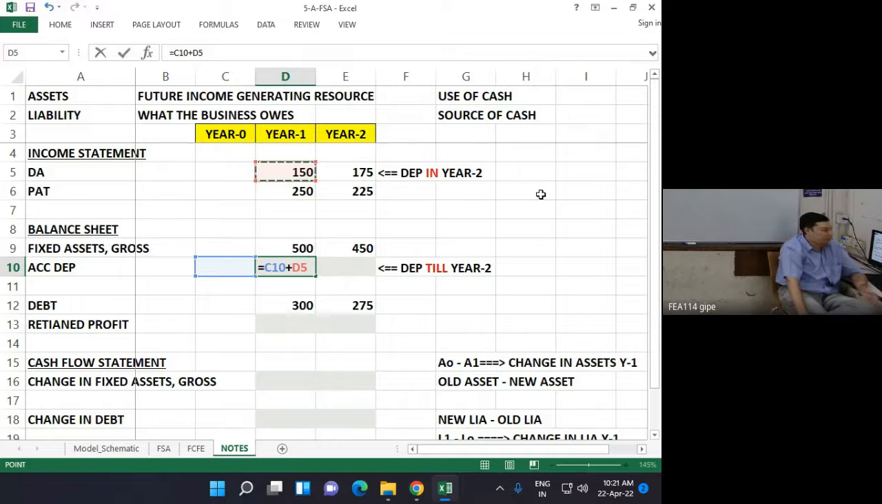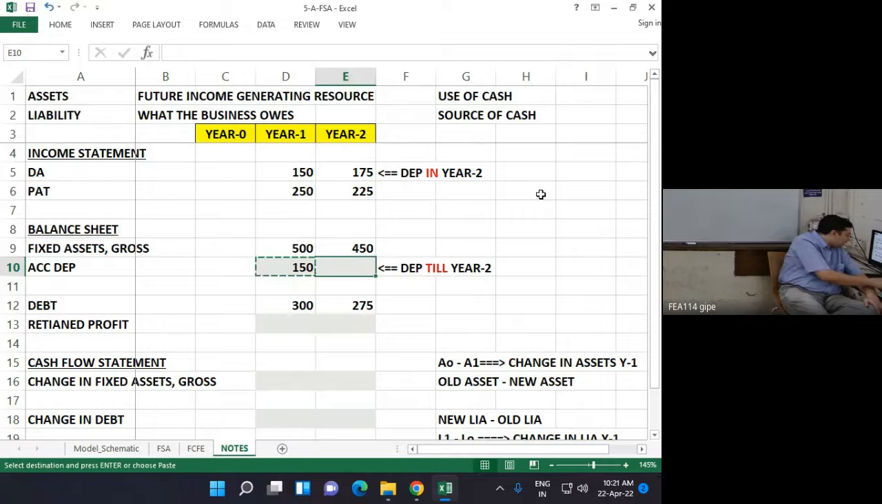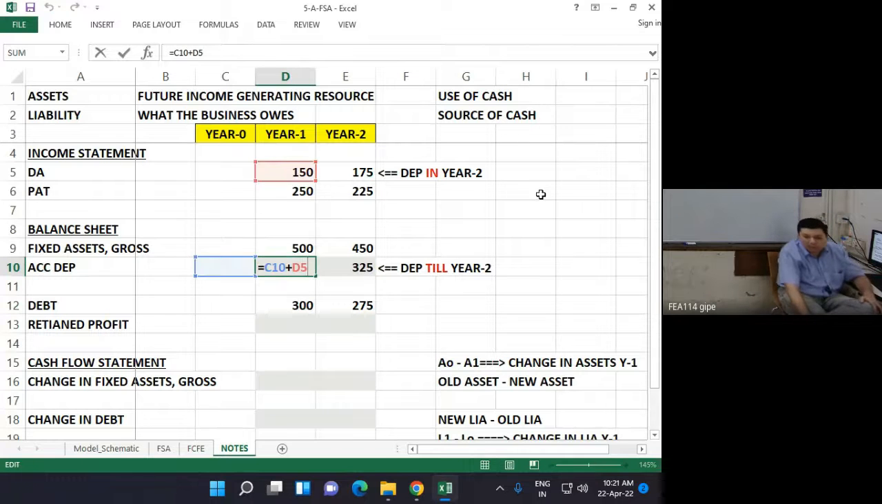Everybody put that formula in the note, in accumulated depreciation, and then copy the formula to the year 2, and then we will discuss the second year number. Here is the formula open for reference. Okay. So second year में what it is showing कि second year तक 325 का depreciation charge हुआ है, लेकिन second year में 175 का depreciation has been done.